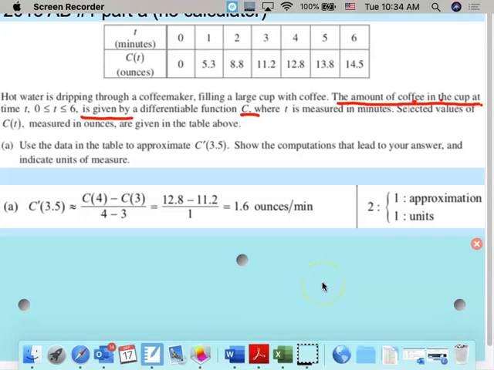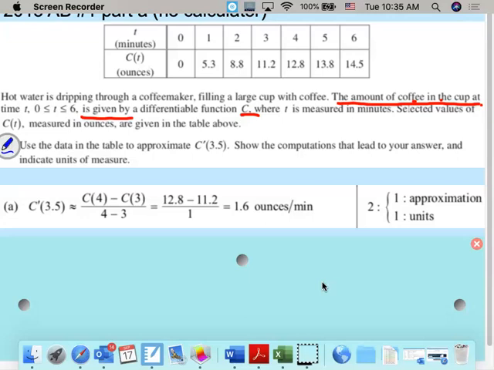Okay, so I'm quickly going to go over this just for the sake of the screencast. Write down, please. So we had water dripping through a coffee maker. The amount of coffee in the cup is given by a differentiable function c, where t is measured in minutes. Selected values of c of t, which is the amount of coffee in the cup, measured in ounces, is given in the table. Use the data to approximate c prime of 3.5.